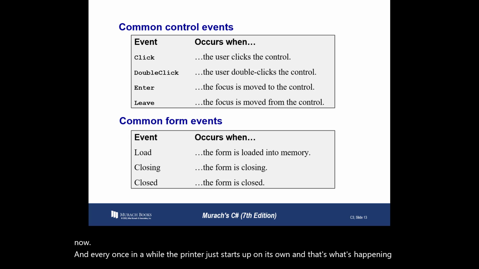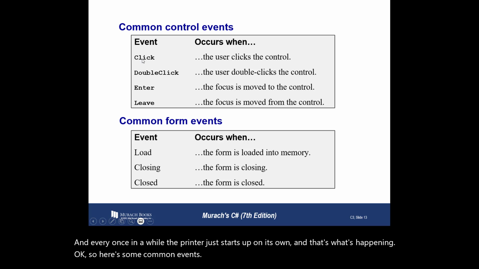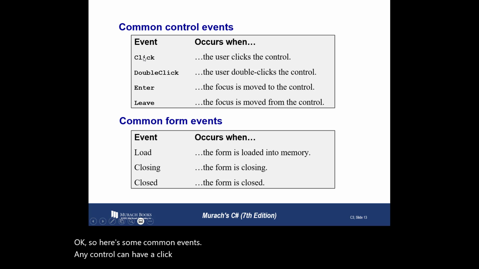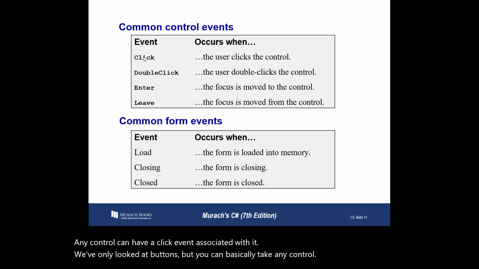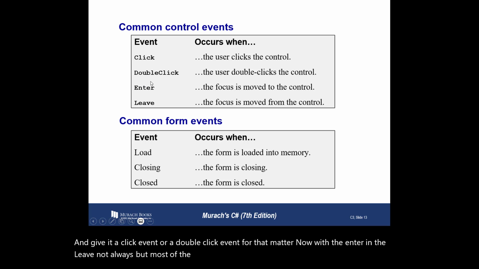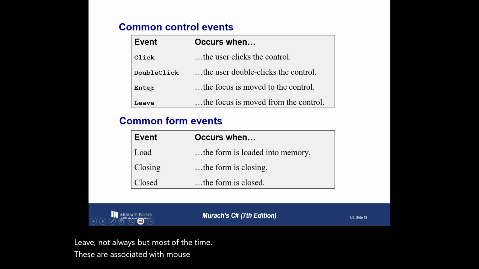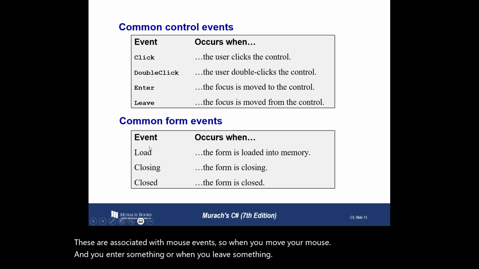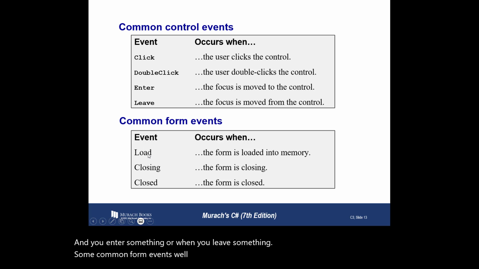Okay, so here's some common events. Any control can have a click event associated with it. We've only looked at buttons, but you can basically take any control and give it a click event, or a double click event for that matter. Now, with the enter and the leave, not always, but most of the time, these are associated with mouse events. So when you move your mouse and you enter something, or when you leave something. Some common form events, well, when you run the program, the form load event is run.